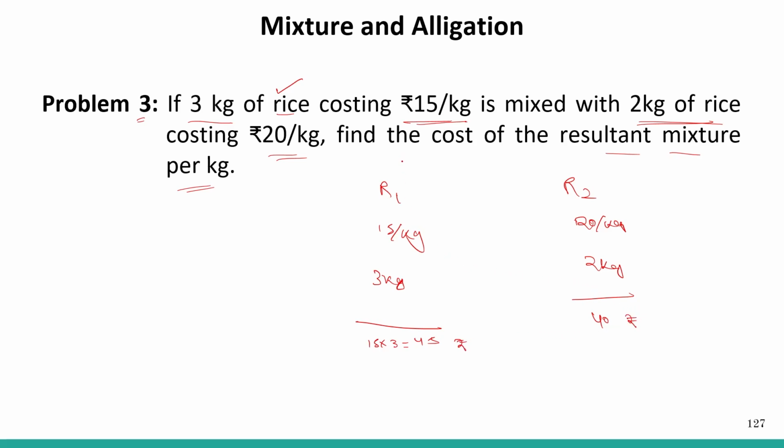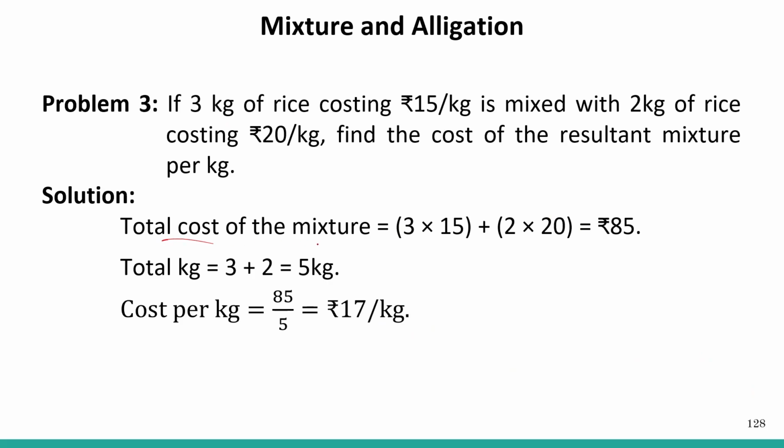We are asked to find the cost of the resultant mixture per kg. So if we add these two, the mixture price is equal to (15 into 3 plus 20 into 2) by (3 plus 2), that is equal to (45 plus 40), 85, by 5, that is equal to 17. So 17 rupees per kg. So this much will be the cost.